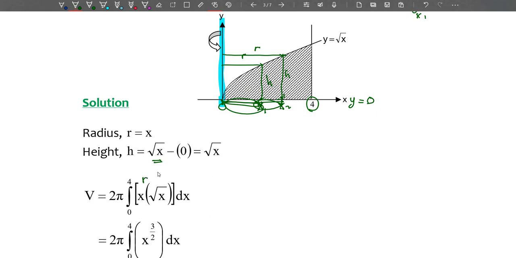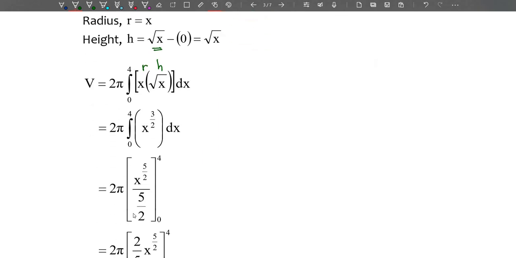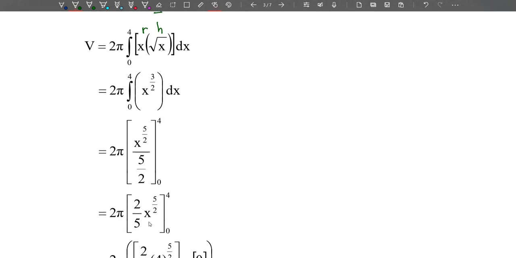So r equals x and h equals root x with respect to x. Simplifying this, we will have x to the power of 3 over 2. After simplifying, please integrate. Integrating x to the power of 3 over 2 gives x to the power of 5 over 2, over 5 over 2, which is 2 over 5 x to the power of 5 over 2.